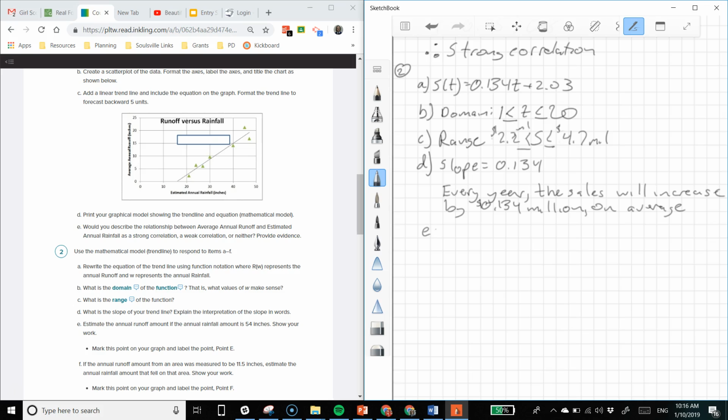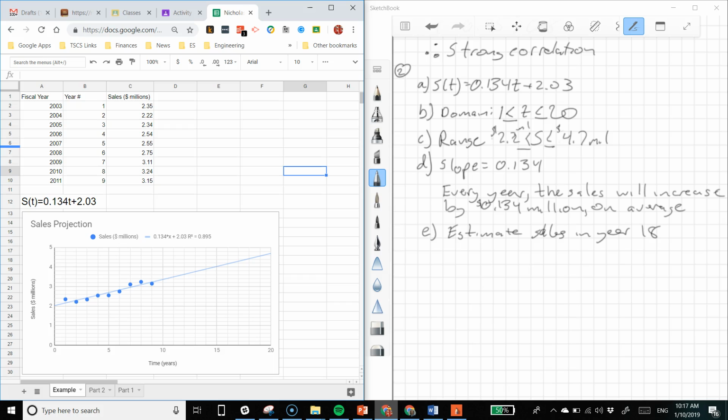All right. So, E. I'm going to say estimate sales in year 18. I'm going to do 18 because that's within my domain. All right. To do this, I'm going to use my equation. So S of T equals 0.134T plus 2.03. This equals 0.134 times 18 plus 2.03. Plug that in the calculator.